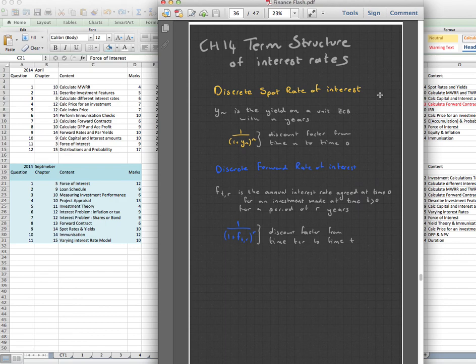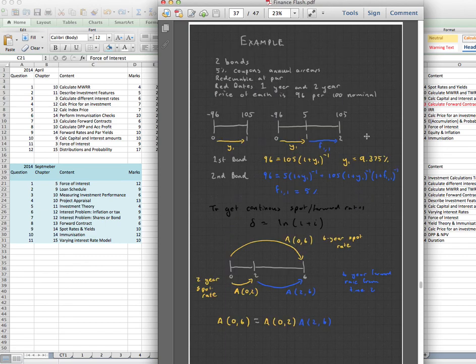Chapter 14, it's another fun chapter for me. I guess it's a little bit tricky the first time you do it, but you get used to it. Basically, you have spot rates and you have forward rates. A spot rate is the interest rate from time 0 to the future, or whatever future time you are at, and the forward rate is the interest rate that only starts at time t until time n. You can see it here on the little graphs.